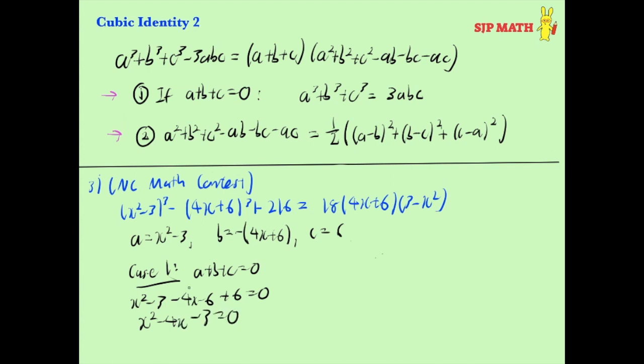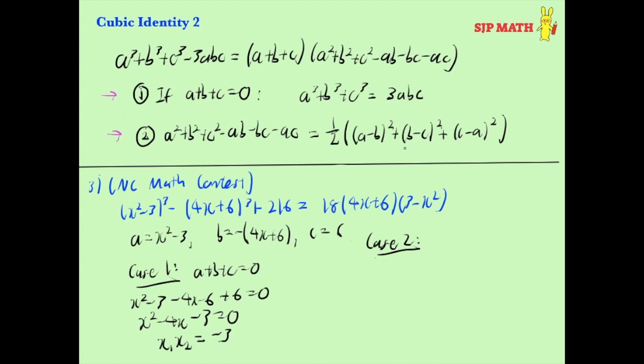And, well, the problem asks us to find the product of all the distinct real solutions. So we can just find this product of the solutions to this equation, which is basically just negative 3. Neat. And case 2 is when this is equal to 0. So when that is equal to 0. And I'm not going to write it here because I'm lazy.